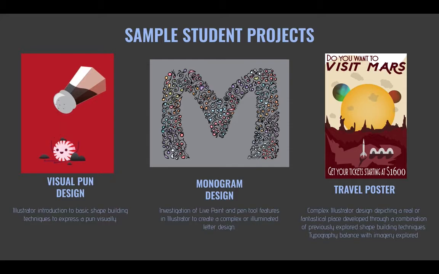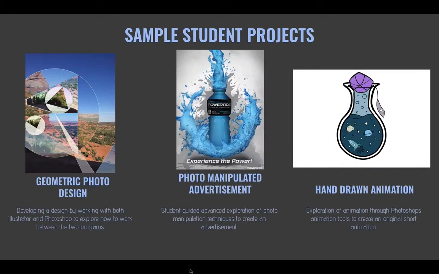This is a complex Illustrator design that's either depicting a real or fantastical fictional place developed through a combination of previously explored shape building techniques, and typography is used to create balance with the imagery. We talk about layers of depth, foreground, middle ground, background, how to create highlights and shadows to create some dimension on their shapes, and how to develop a focal point by having more detail in certain areas versus less detail in others. And we look a little bit at the history of travel posters.